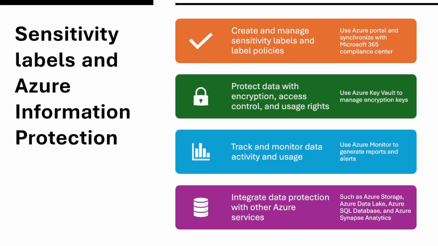Now, with Azure Information Protection, sensitivity labels can also help as well. Now, Azure Information Protection is a cloud-based service that helps you to classify and protect your data across your organization. And it can help you do a number of things. First, it can allow you to create and manage sensitivity labels and label policies in the appropriate places, such as in Azure Portal, and it can allow you to synchronize them with the Microsoft 365 Compliance Center.